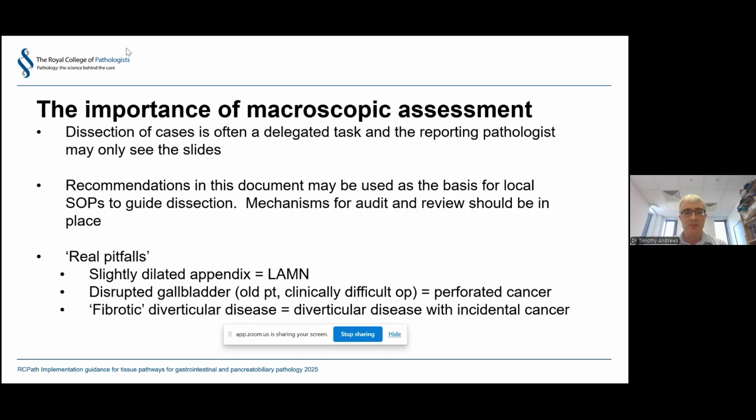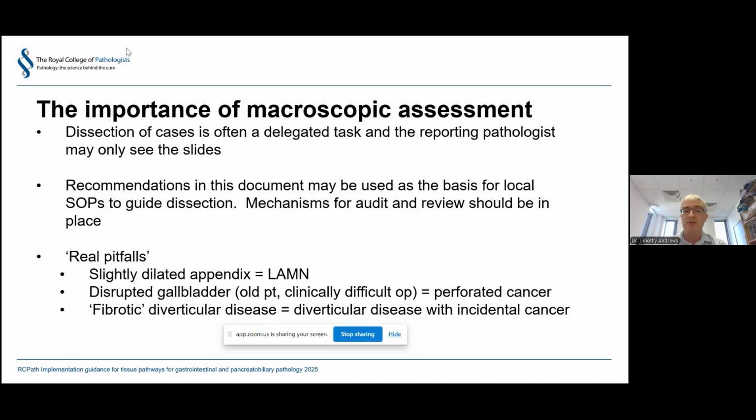Perhaps just thinking about some real pitfalls. These are all, I suppose, my examples of things that you've come across. What's been described as a slightly dilated appendix actually turns out to be a low-grade appendiceal mucinous neoplasm, and obviously that would be dissected according to the relevant college data set. A disrupted gallbladder in an elderly patient. It was a subtotal cholecystectomy described as a difficult operation, actually turned out to be a perforated gallbladder cancer.